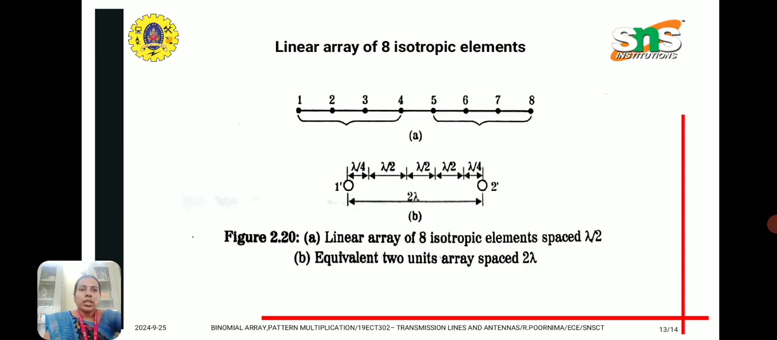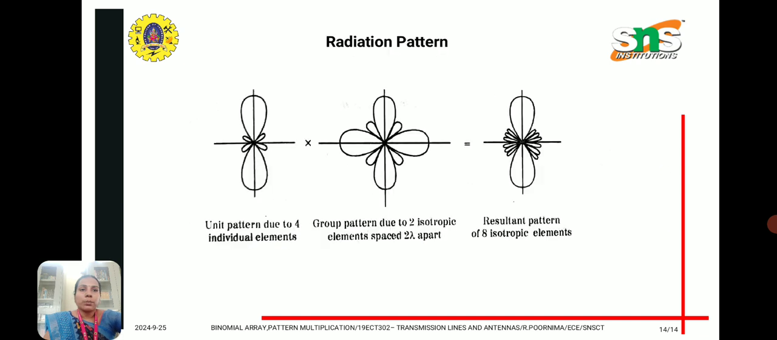And here is a linear array of 8 isotropic elements and the equivalent 2 unit array spaced 2 lambda apart. It is given by pattern multiplication: the unit pattern due to 4 individual elements and the group pattern due to 2 isotropic elements spaced 2 lambda apart. So the resultant pattern of 8 isotropic elements is obtained.